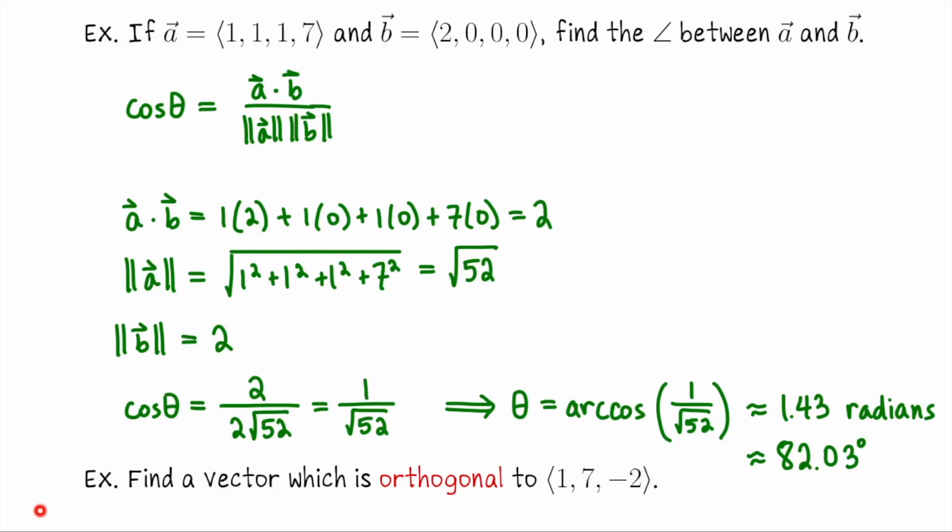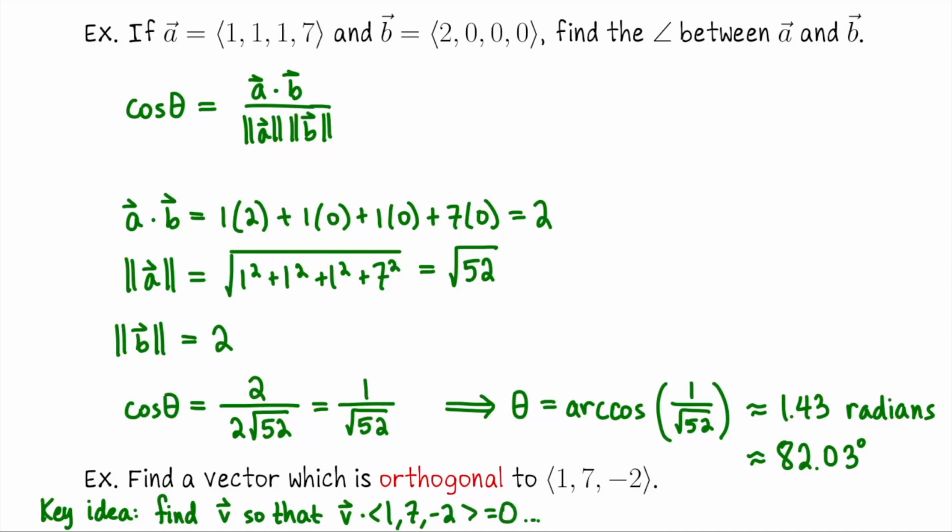Our final example for this lecture, I haven't given myself very much room down here at the bottom of this slide, but we want to find a vector which is orthogonal to the vector 1, 7, negative 2. There's not a unique solution here. I'll show you in a minute that there are actually infinitely many solutions. But the key idea is to find a vector whose dot product with 1, 7, negative 2 is 0.